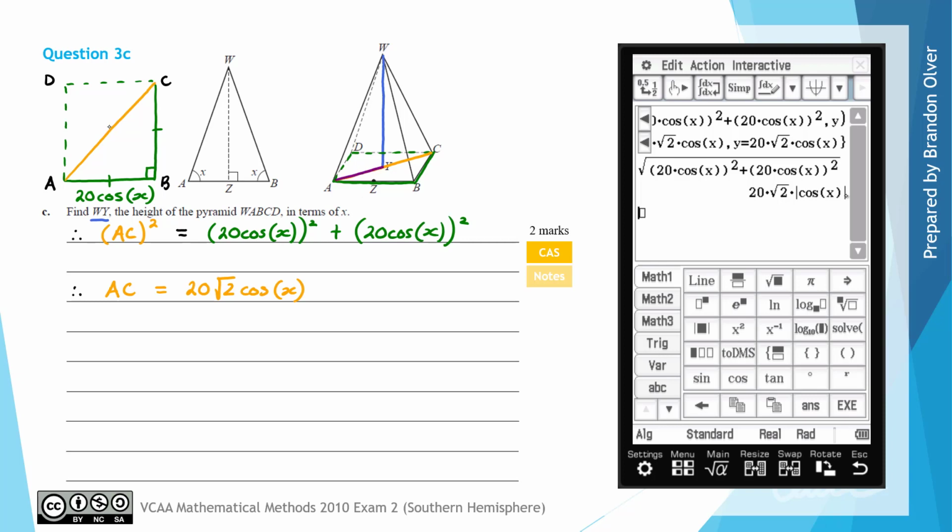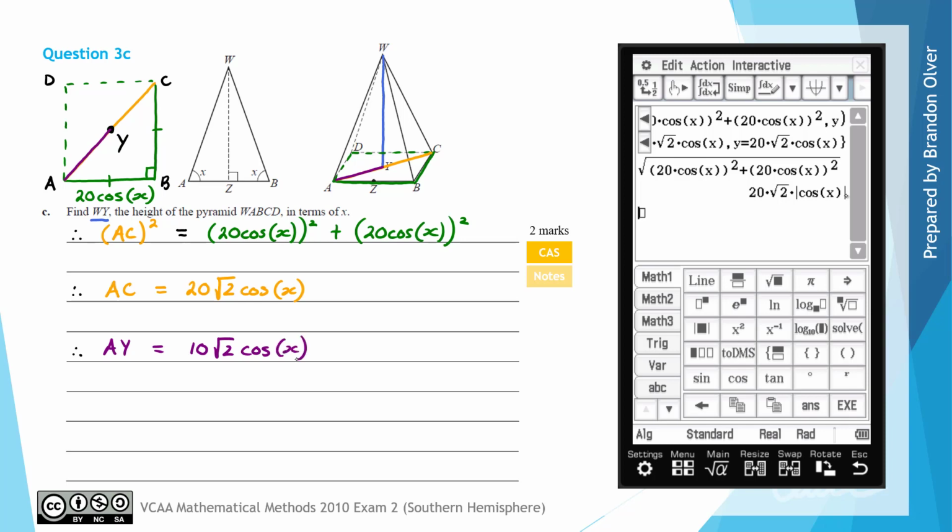So if we put Y in this diagram, Y was going to be right in the middle, so this is Y just here. And A to Y, if I just keep doing that in purple, that's going to form part of the right angled triangle we need to find WY. So A to Y is just half of A to C. So therefore we can say that A to Y is going to equal 10 root 2 cos of x.